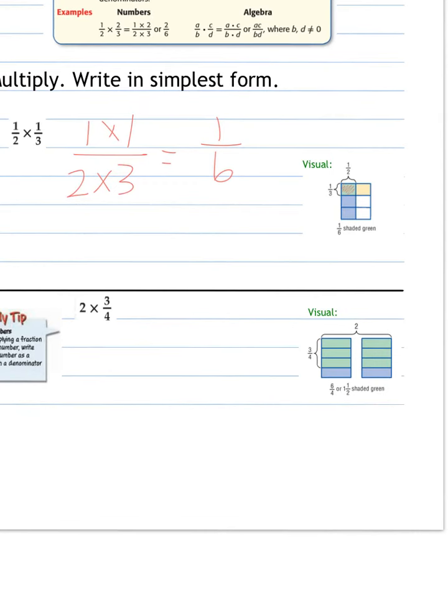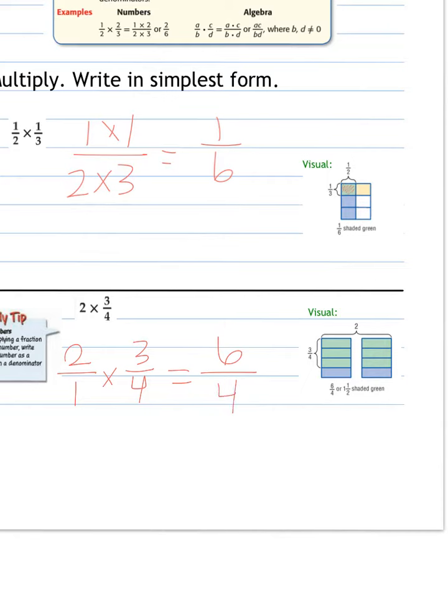Now, we have 2 times 3/4. Again, if we have a whole number, we put that over 1, so 2 over 1 times 3/4. Okay. Multiply the numerators together. 2 times 3 is 6. 1 times 4 is 4. Now we need to take this improper fraction and write it as a mixed number.